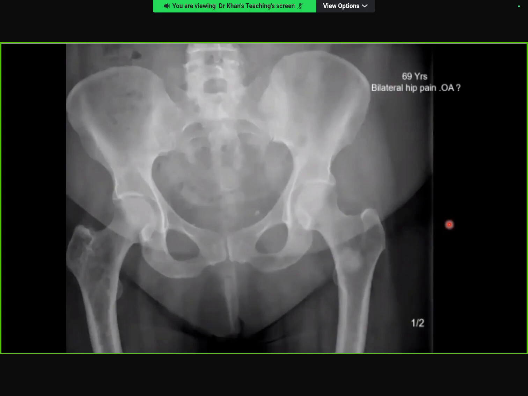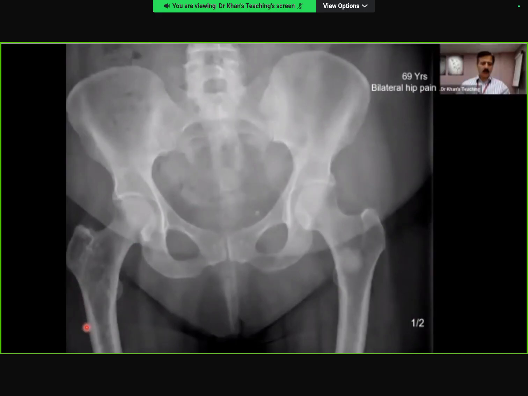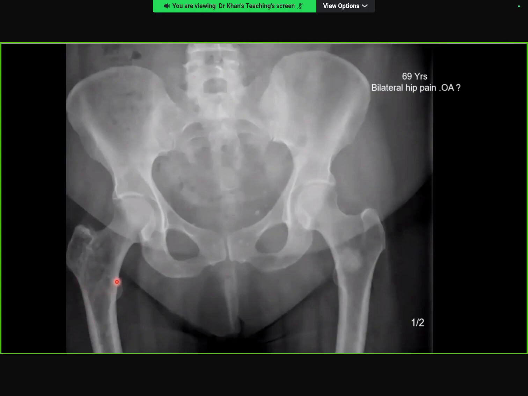At the lateral aspect of the femoral shaft, just inferior to the greater trochanter, there looks like there might be some periosteal reaction. Here? Yes. No, this is just an artifact. Okay, so we'll come back to this.